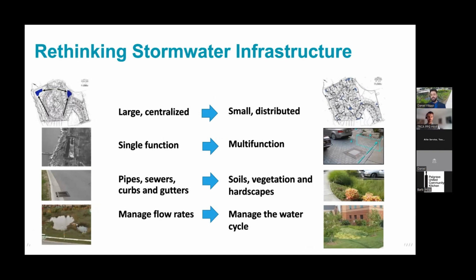We're moving from pipes, sewers, curbs, and gutters, which constantly have to be updated, and it costs billions of dollars in infrastructure asset updates, to soils, vegetation, and hardscapes, which can be easier and less costly to manage. And we're managing flow rates within our stormwater management ponds, and we're trying to then manage the water cycle at a large scale.